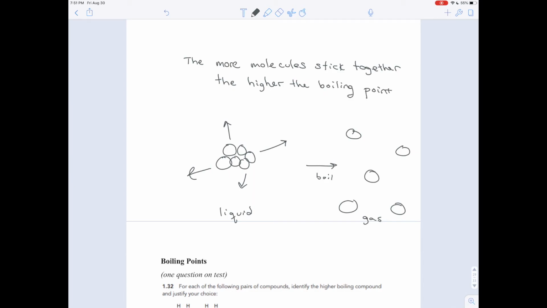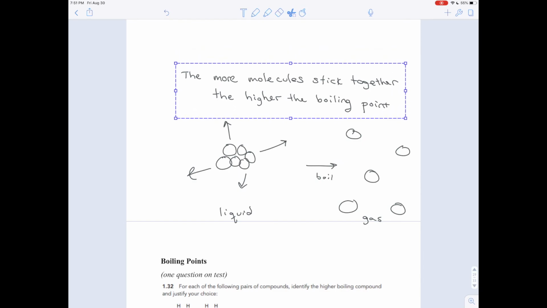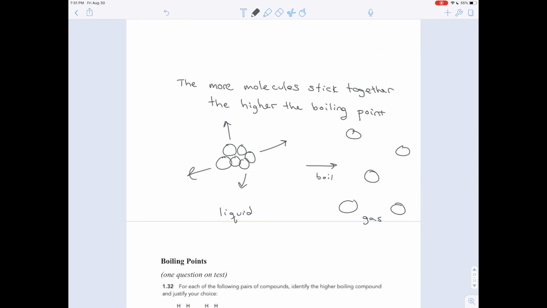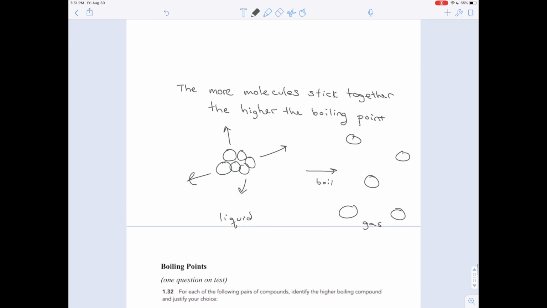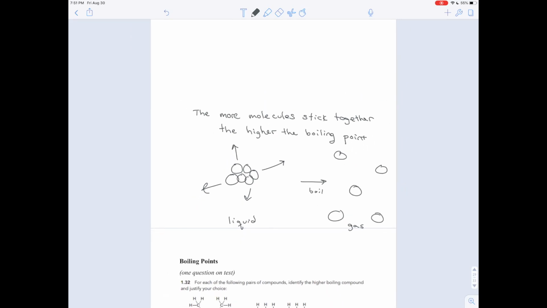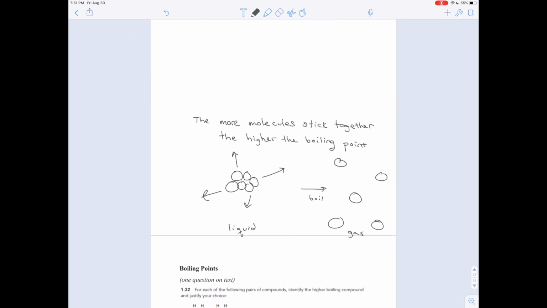So when we're thinking about boiling points and which one is going to be higher and which one is going to be lower, we really want to look at how molecules stick together. What are the ways that molecules have of sticking together? Because that's going to determine how high their boiling point will be.